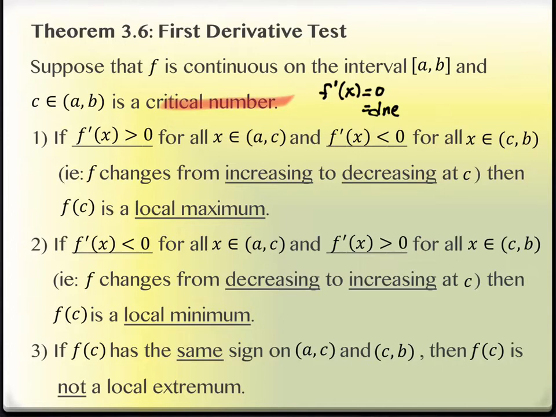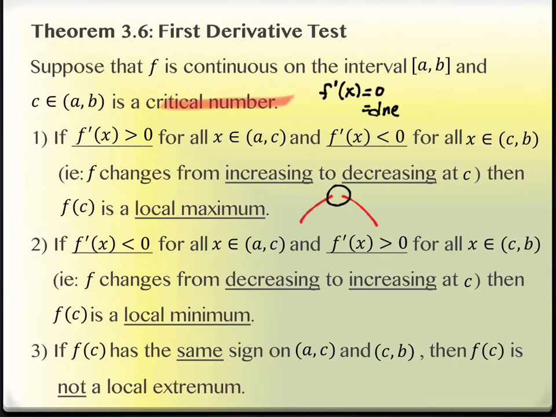So if we have a critical number at c, then if f prime of x is greater than 0 from a to c, and less than 0 from c to b, then we have a local maximum. In other words, it's talking about it changing from increasing to decreasing. So imagine the picture they're talking about. The graph is going from increasing, and then it goes to decreasing. What must be happening right here? Well, it must be reaching a maximum point.